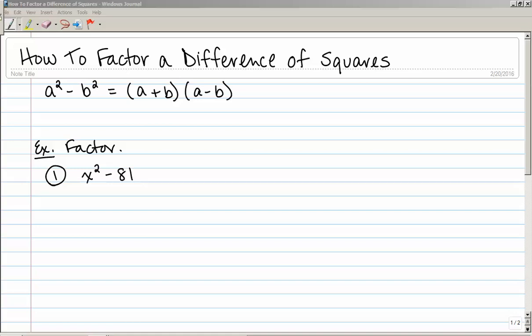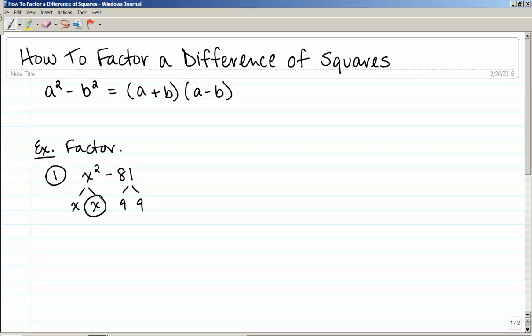Our first example is x squared minus 81. The first thing we want to do is figure out, is this indeed a difference of squares? Well, it is a difference because I have a subtraction in the middle, and x squared factors into x times x, so that x squared is a perfect square. 81 factors into 9 times 9, so that is a perfect square.